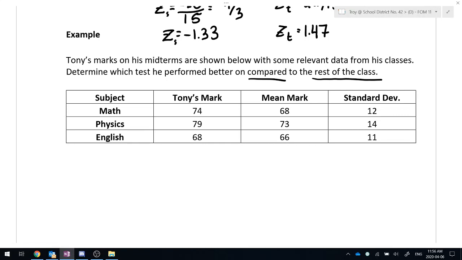So we can't just take a look at Tony's mark and say, oh, he did better in physics because he got a 79. That was his highest mark out of all of his classes, right? So that was his best mark, but we don't know if that was the best compared to the rest of his class, because although Tony got a 79 on his individual physics test, and that's his highest test, we can see here that the class average was also the highest in physics. So Tony did well in physics, but the rest of his class also did better in physics as well.